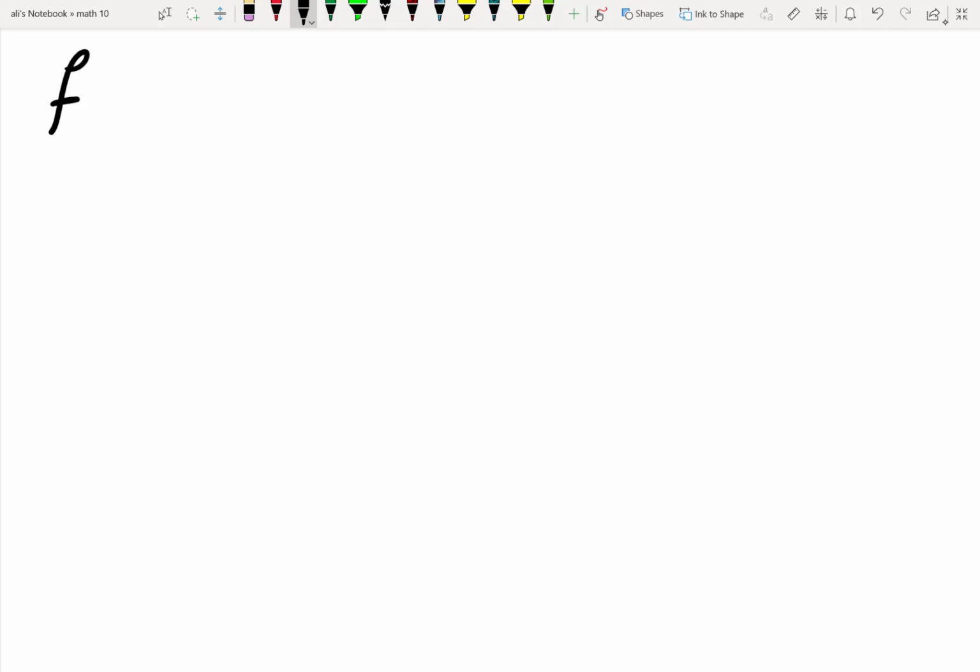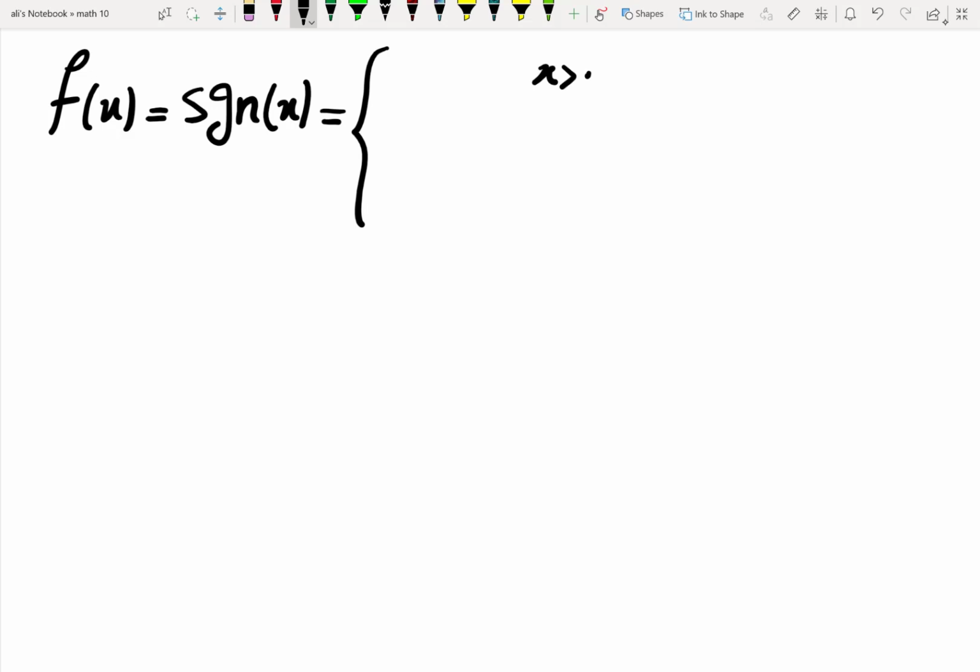If function f(x) is equal to sine x, the sine function in mathematics is a function whose value is equal to 1 in inputs greater than 0. If the input of the sine function is equal to 0, the value of the function itself is also equal to 0, and the value of the function in inputs smaller than 0 is equal to -1.